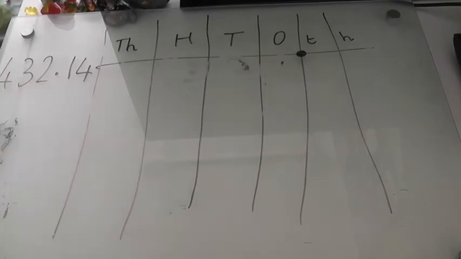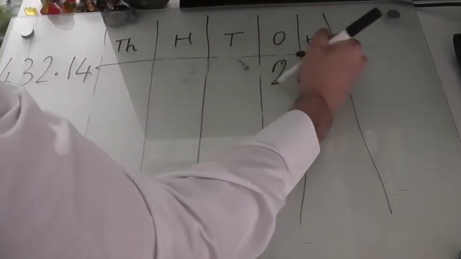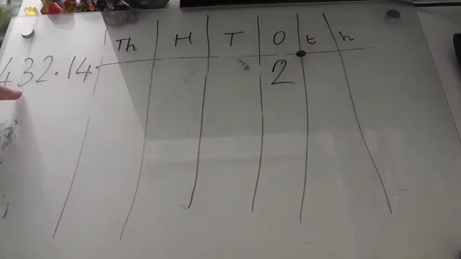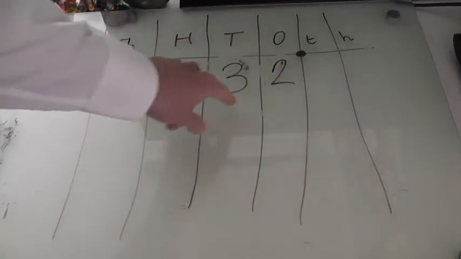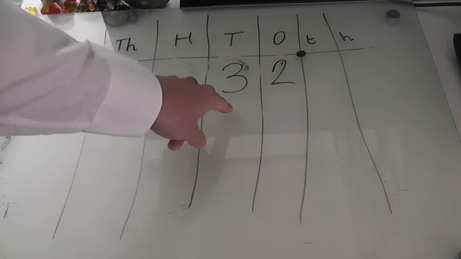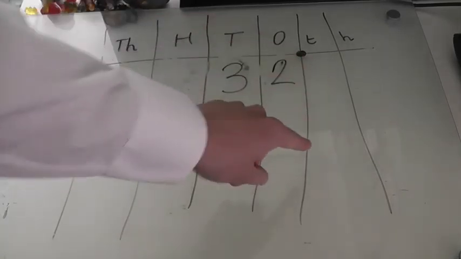So what is in our ones column first? We've got 2 ones. So we put our 2 in the ones column. Let's have a look. We've got 3 tens because we've got 30. So we put 3 in the tens column. Notice I haven't gone above 10 in any of these boxes. It's always 0 to 9.